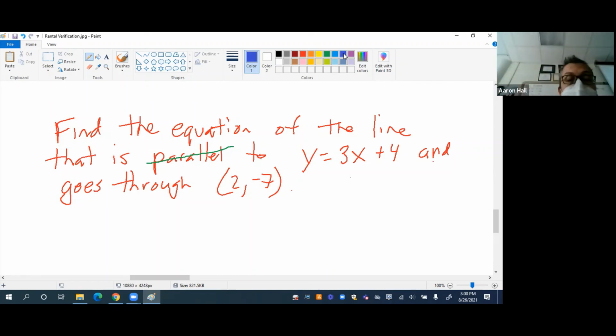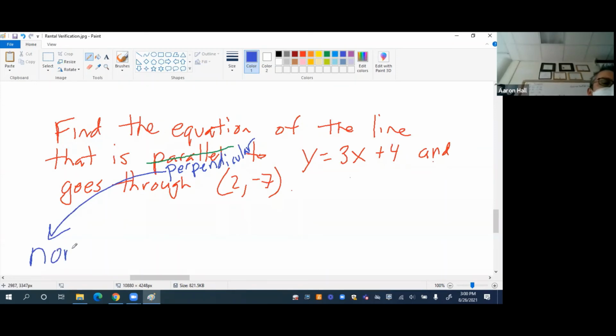I don't know why it's called normal, but so find the equation of the line that is perpendicular. Just be aware, in calculus, we call it the normal. It's the line that is normal to the tangent line. It means it's perpendicular.